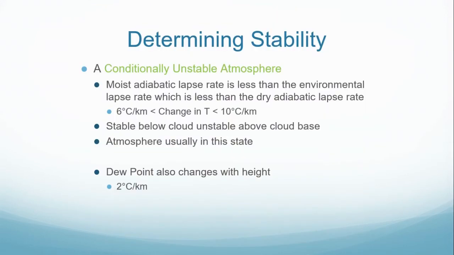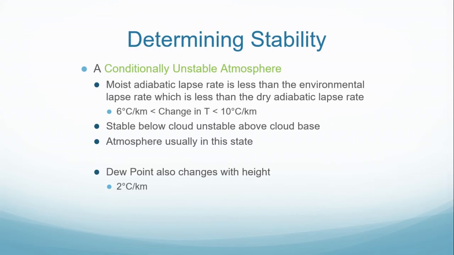Now, you'll recall that a stable atmosphere is when the change in temperature is less than 6, but an unstable atmosphere is where the change in temperature is greater than 10. Well, what about this region between 6 and 10? This is what we call a conditionally unstable atmosphere. Basically, what this turns out to be is that your atmosphere will be stable under one condition, but unstable under another condition. And I'll talk about that in just a second.